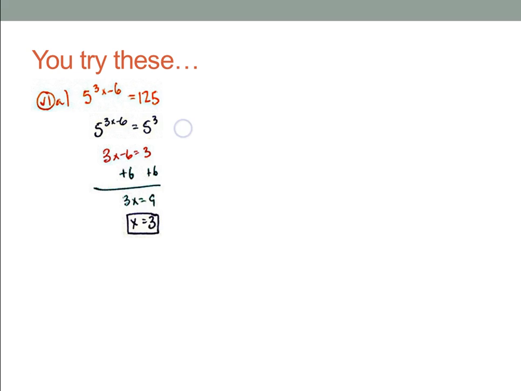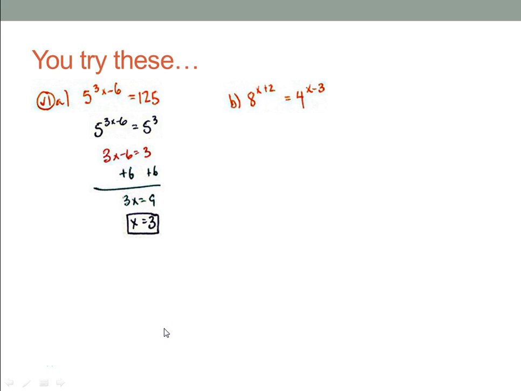All right, why don't you try these? First one, checkpoint 1A, I'm going to pause the video. I'll be right here when you come back. Why don't you pause the video and check your answer and your steps to see if you get it. All right, and we're back. Let's check that work. All right, so rewrite 125 as 5 to the third power. Set the exponents equal to each other. Inverse operations, and yes, x equals 3. If you got that, man, give yourself a pat on the back.